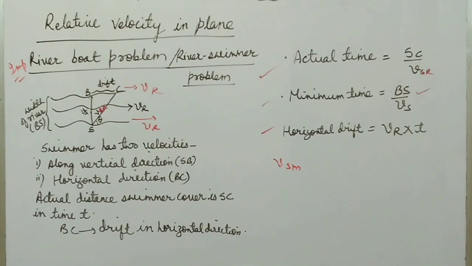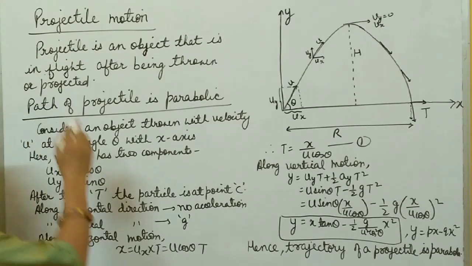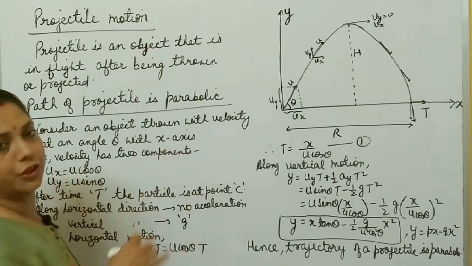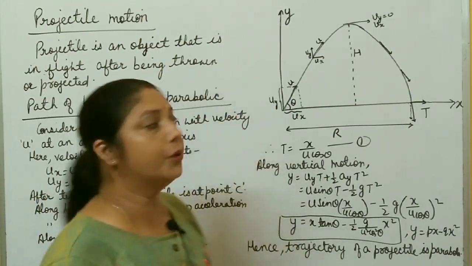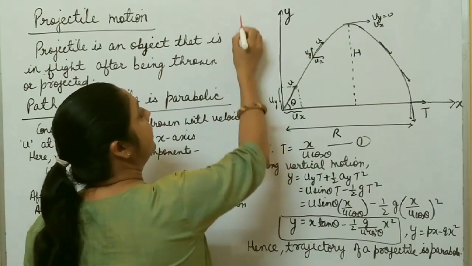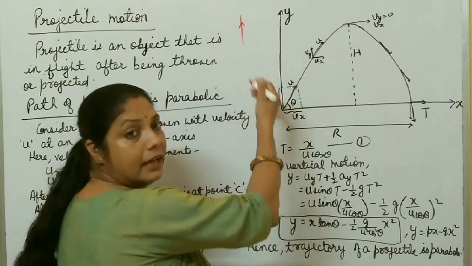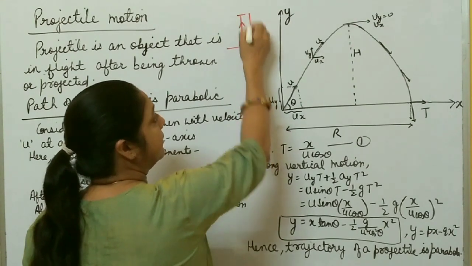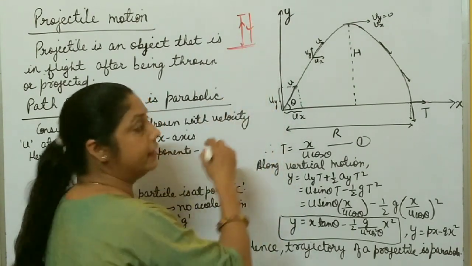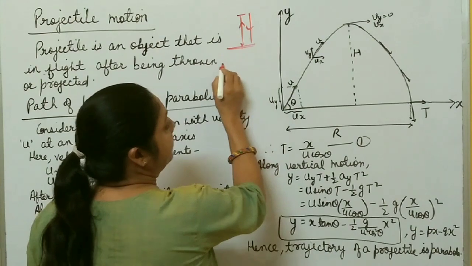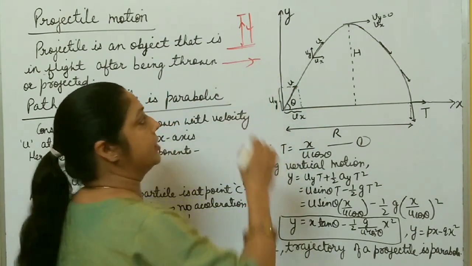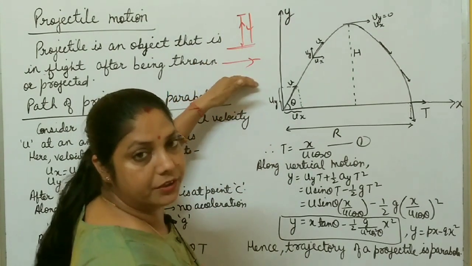Then after that, the most important topic, that is projectile motion. Now, the last and most important topic of this chapter is projectile motion. What is projectile motion? You know, when an object is thrown vertically upward, then under the action of gravity, after attaining maximum height, it returns back to the ground, right? And when an object is thrown along the horizontal direction, it moves in the same direction. So see the vertical motion and horizontal motion.